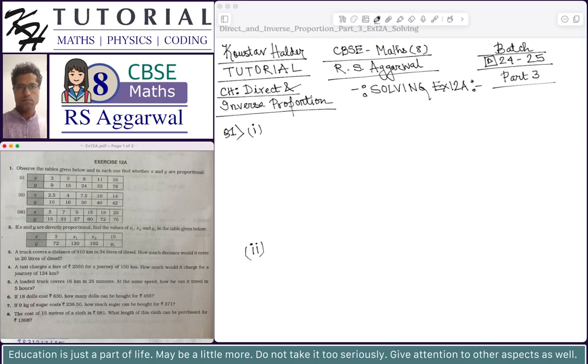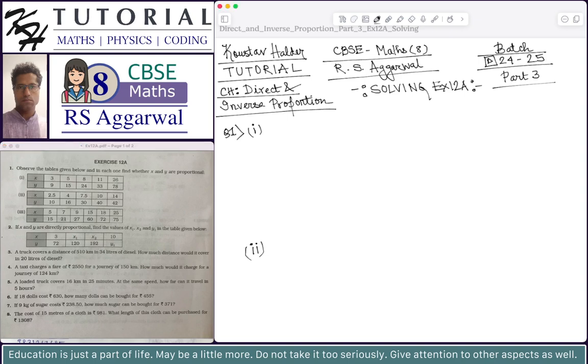Okay, so let's now start solving the problems. Question number 1 has 3 parts. Observe the tables given below, and in each one find whether x and y are proportional. That is, it is asking whether x and y are in direct proportion or not.